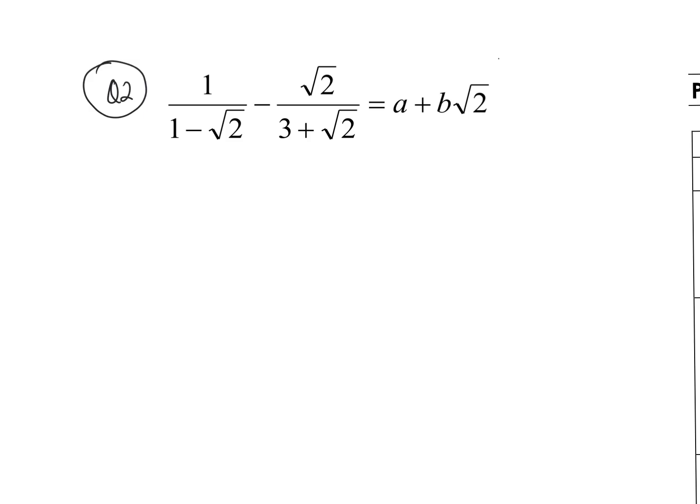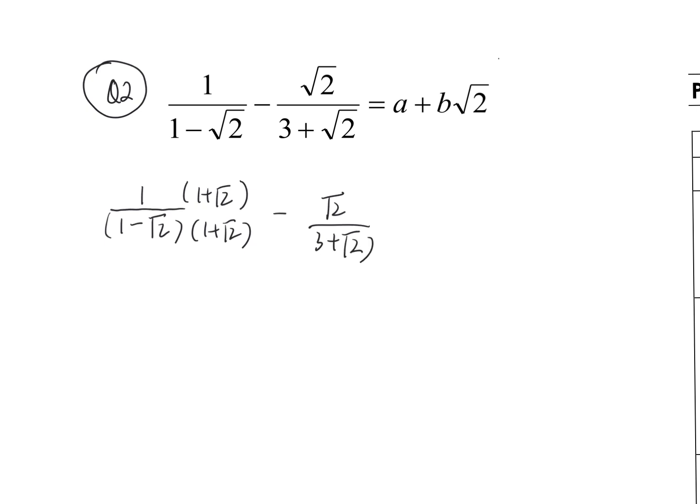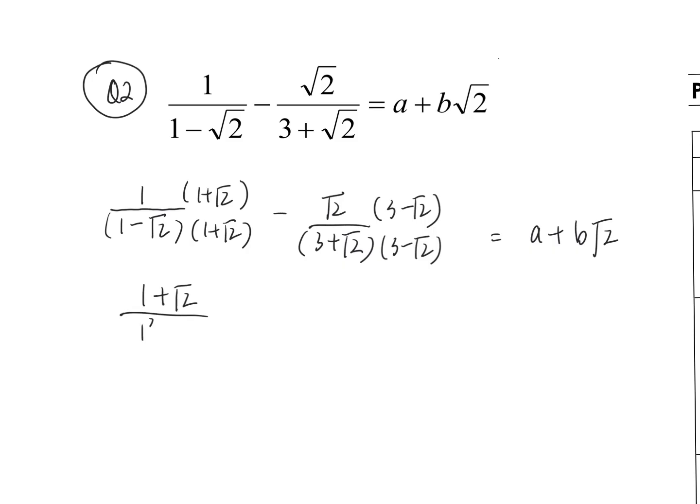Okay, first thing first, rationalize both the fractions. So make this 1 plus root 2, 1 plus root 2. Then for the second one, you introduce 3 minus root 2. So the right side, don't do anything. You are supposed to compare later. So rationalize the first one. You will end off with this. Okay, rationalize the second one.